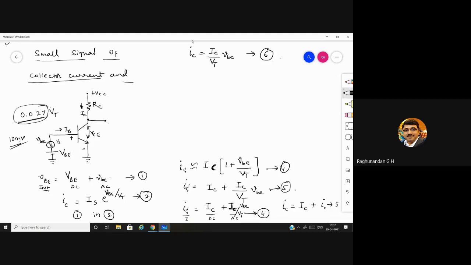Now after this, I by V. What does I by V give? See, V by I gives resistance. I by V gives conductance. That is transconductance. And these IC and VT, these are the parameters of what? Whether they are the values obtained from the supply or the values which are present in the transistor.